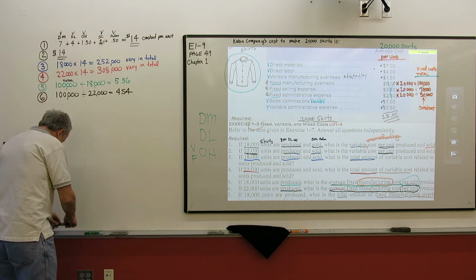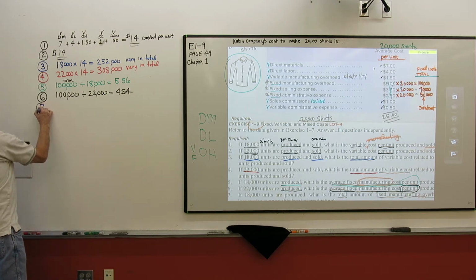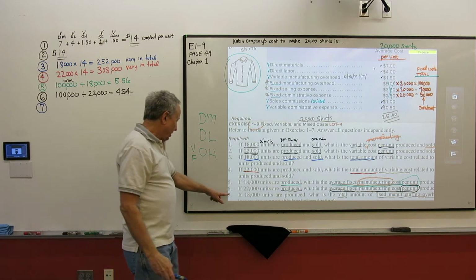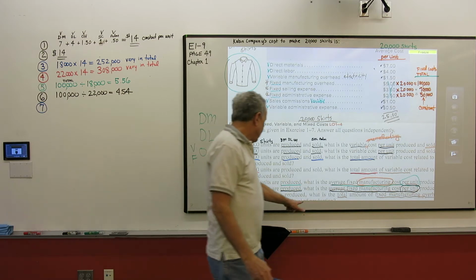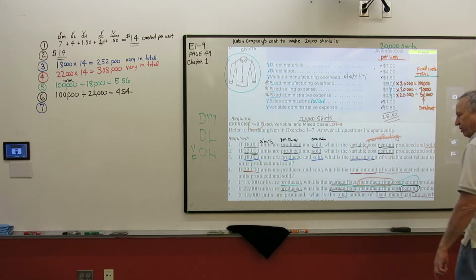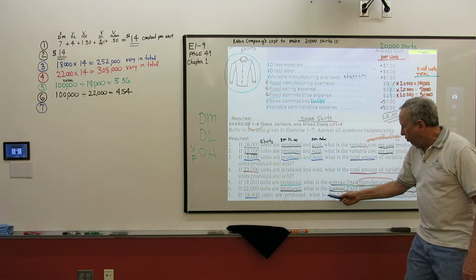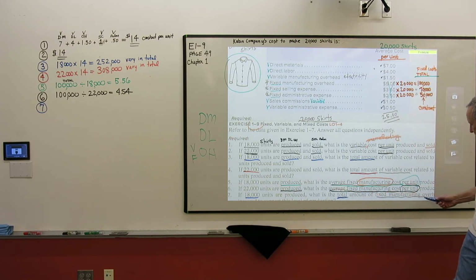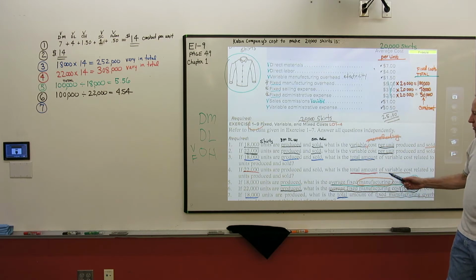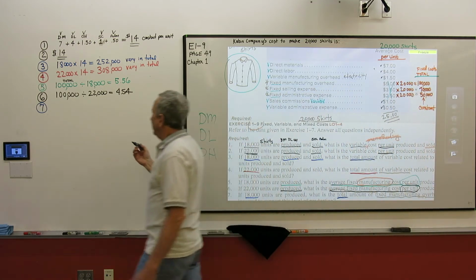Okay, let's go to 7. If 18,000 units are produced, sounds almost the same as last time, what is the total amount of fixed manufacturing overhead? All right, we're dropping back to 18,000 units produced. Now this changes. Before they wanted it per unit, but this time they want the total. What is the total amount of fixed manufacturing overhead? Well, no matter how many units are produced, the fixed overhead is $100,000. It always is.